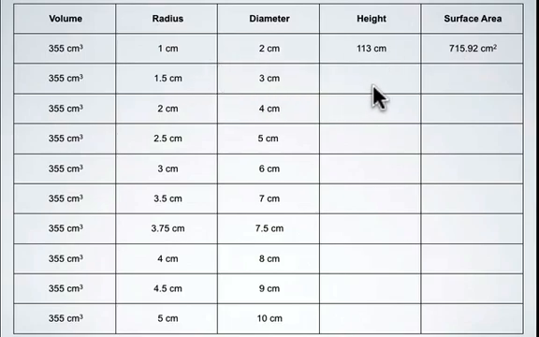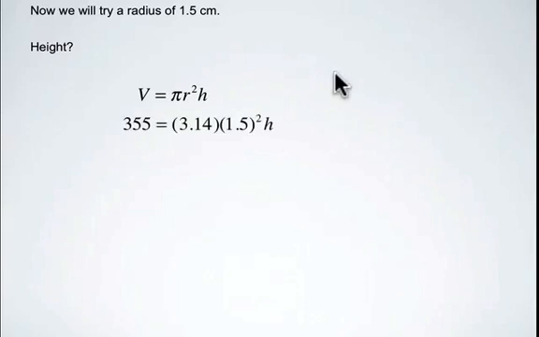And again, we're going to go through the calculation to figure out the height and the surface area in that case. So trying a radius of 1.5 centimeters, we're going to try and figure out what the height of this cylinder would be. Again, we're going to use our volume formula, volume equals pi r squared h, and we'll substitute in the values that we know.